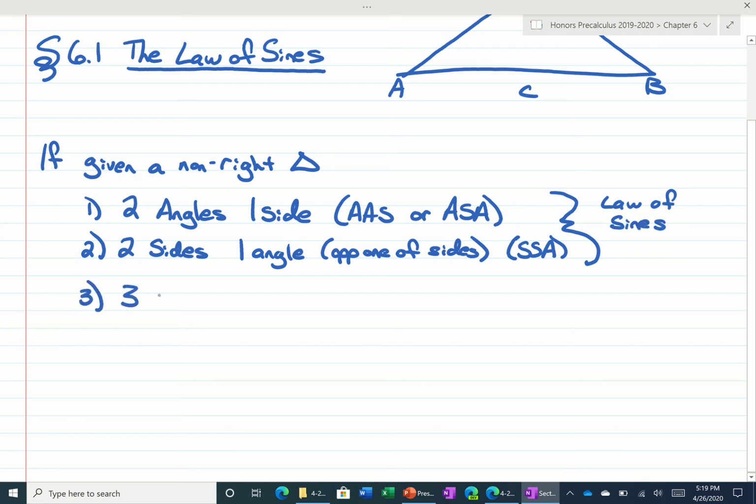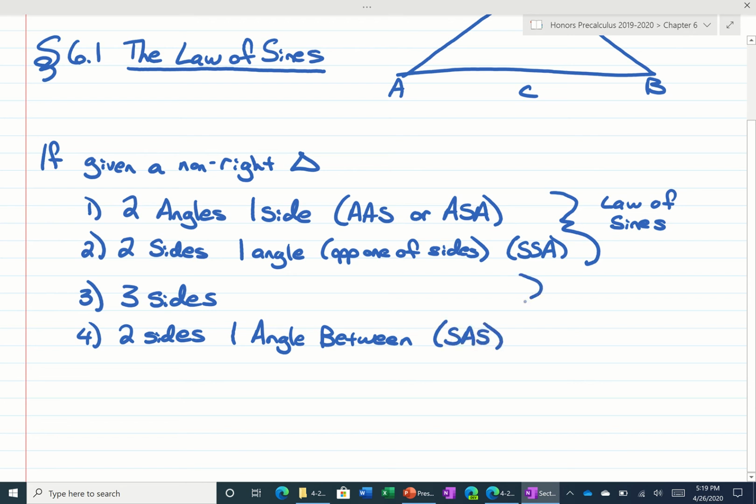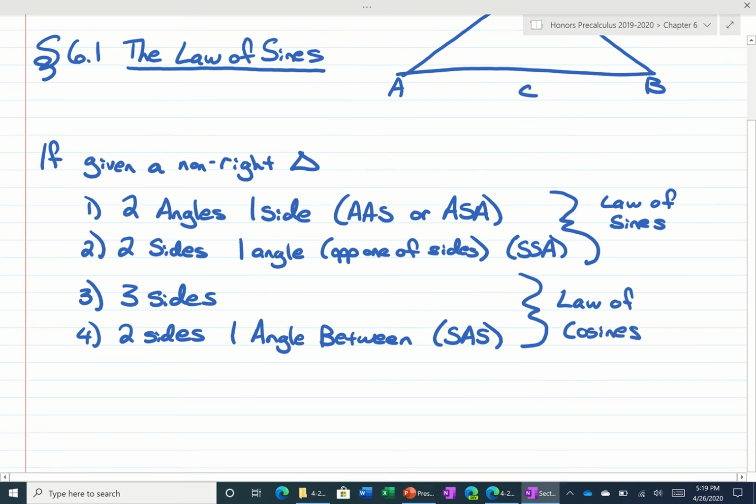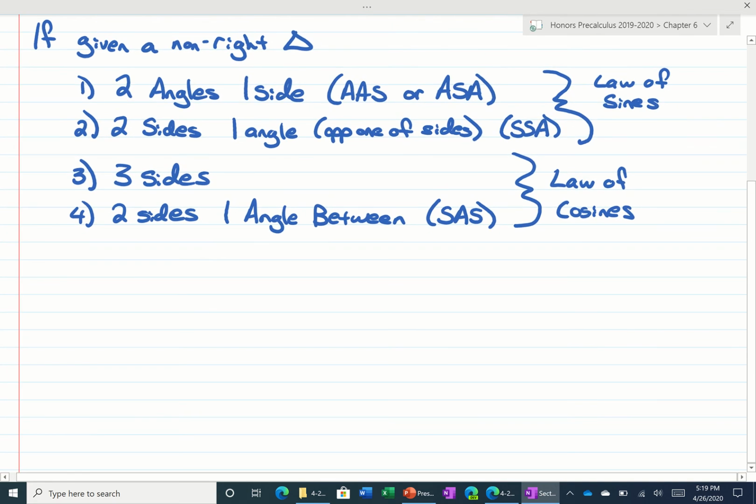Sometimes you might just be given 3 sides though. Or you might be given 2 sides and one angle between them. So that's kind of like a side angle side situation. And if you have these 2 cases, we could use something called the law of cosines. There is no law of tangents. All right, so today what we want to focus on is just the law of sines, and we're going to be focused specifically just on that first case.